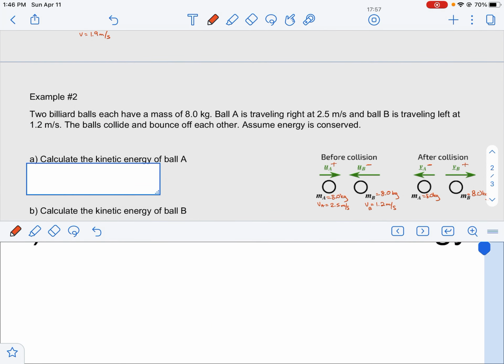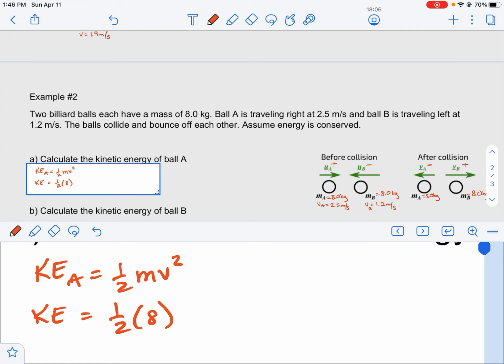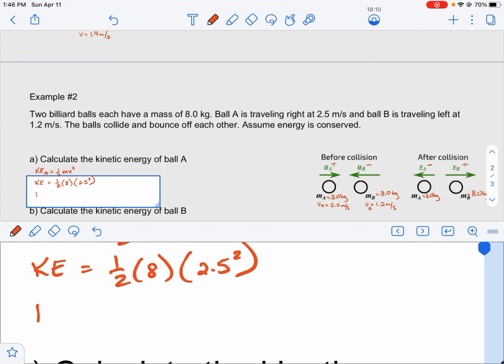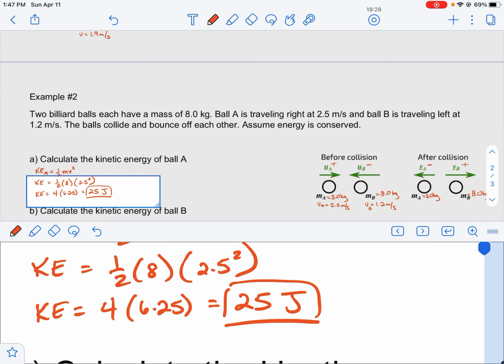All right. So the kinetic energy of A is going to be 1/2 mv squared. And this is going to be 1/2 times 8 times 2.5 squared. Put that in my calculator. I'm going to get 4 times 6.25, which gives me a kinetic energy of 25 joules.